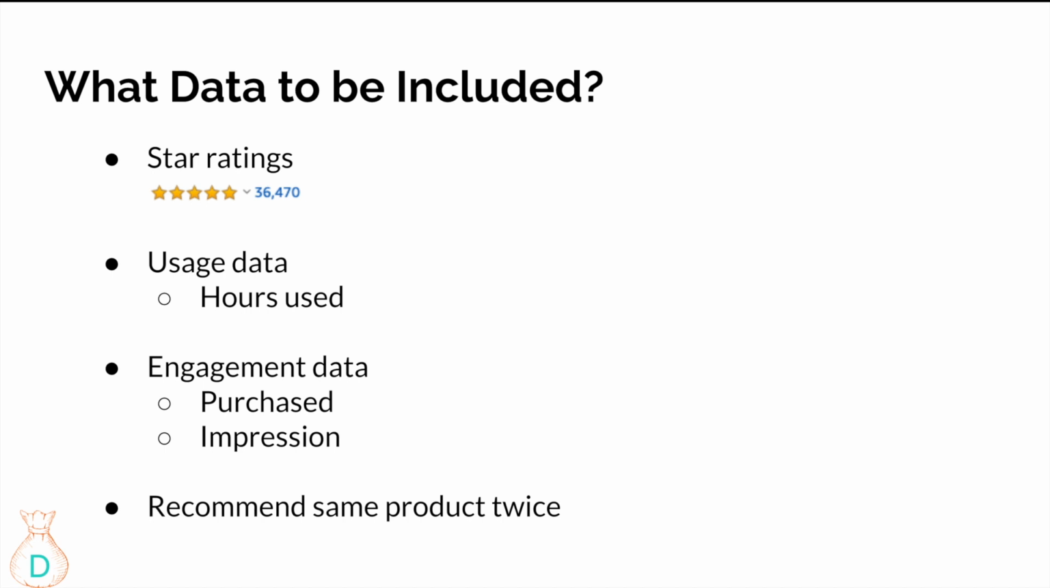The other thing is engagement data, based on what they have purchased. Maybe you have an e-commerce site and you can see what this user has purchased or viewed, and you can recommend based on their views or purchases, which is also very helpful. And the last thing to consider is whether you have to recommend the same product twice. For example, when recommending books, would you want to recommend the same book twice? Less likely, because they already bought the book.